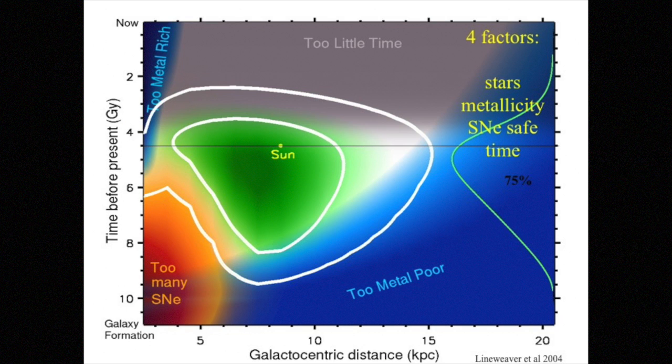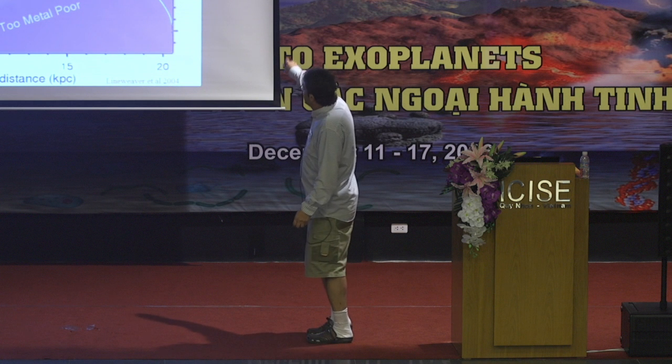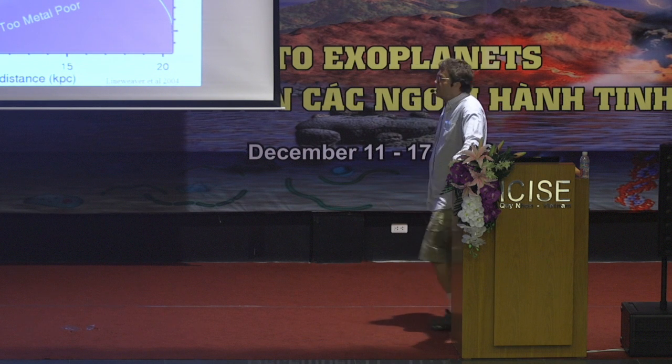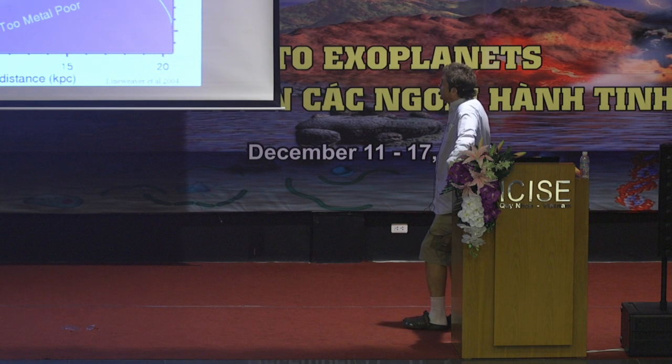So there are four factors: the number of stars, the metallicity, supernova safety, and just time. When you plot this probability distribution in one dimension in time, then you get this, and the sun. 75% of the habitable stars are down here and 25% are up there. So again, the sun is a relatively new thing.